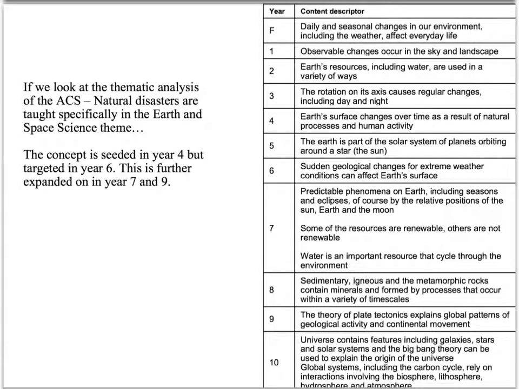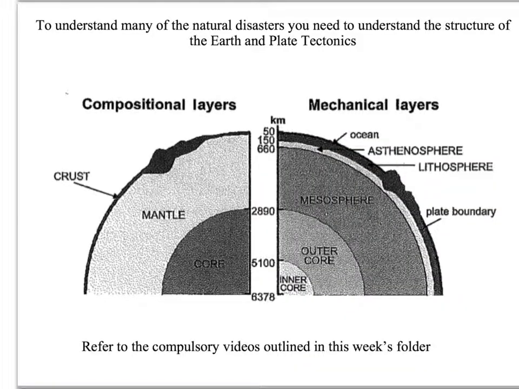If we look at the thematic analysis of the Australian Curriculum of Science, natural disasters are specifically taught in the Earth and Space Science theme. The concept is seeded in Year 4 and it's targeted, actually, all of Year 6, but it's expanded on in Year 7 and Year 9. To understand natural disasters, you really need to understand the structure of the Earth and plate tectonics.